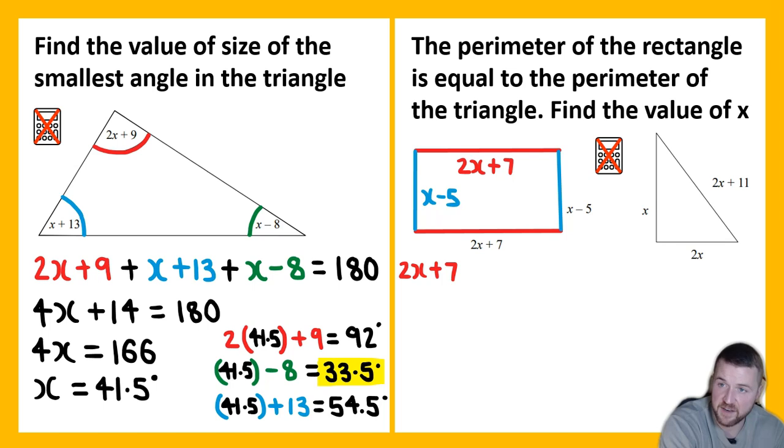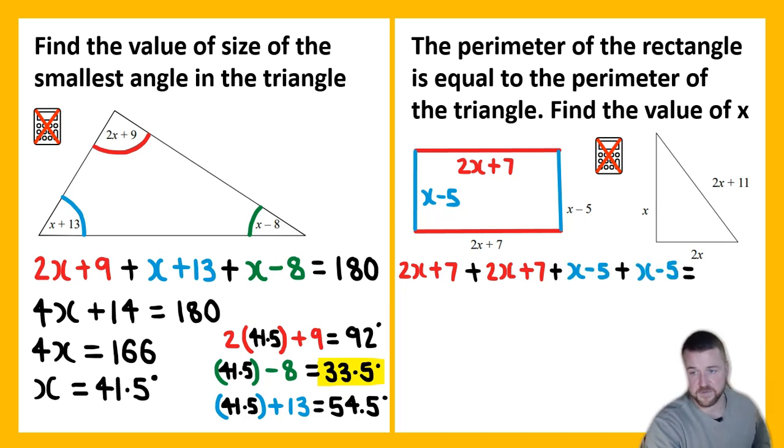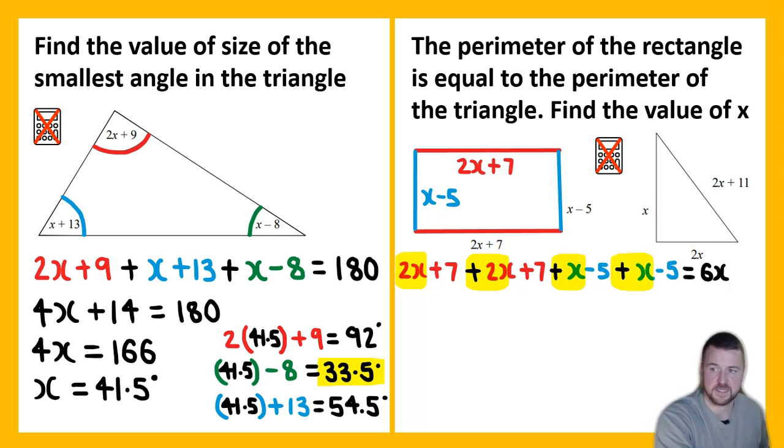Adding all of the lengths together will give me the perimeter of the rectangle. 2x plus 7, add 2x plus 7, add x minus 5, add x minus 5. 2x plus 2x plus x is 6x, and 7 plus 7 is 14. Take away 5, and 5 again is positive 4.